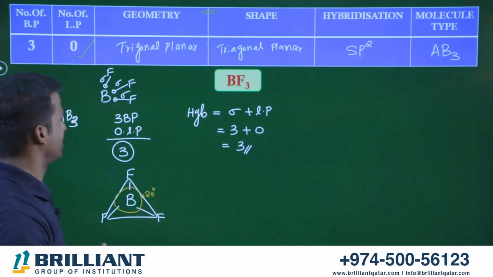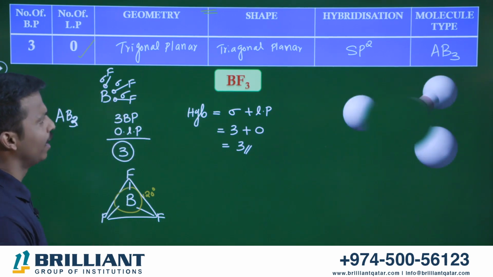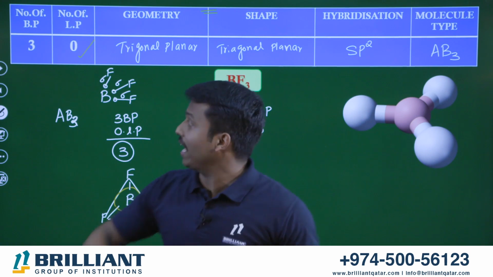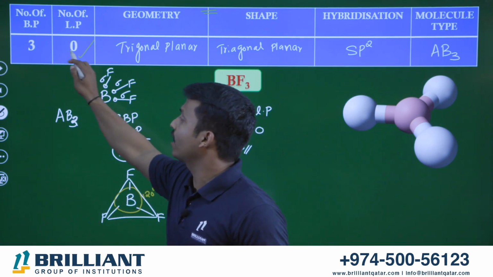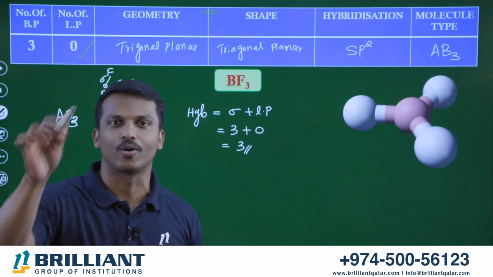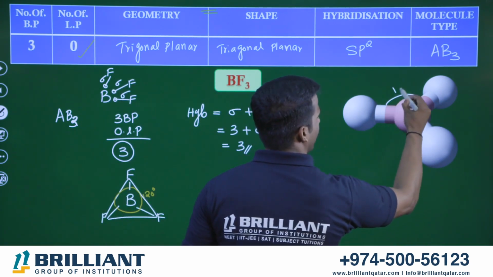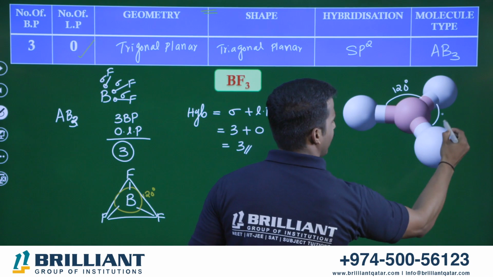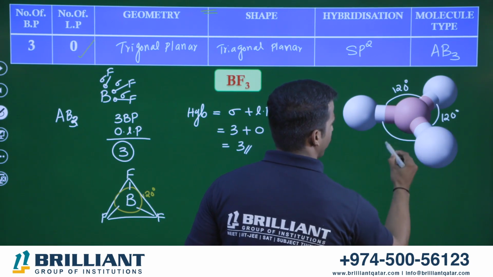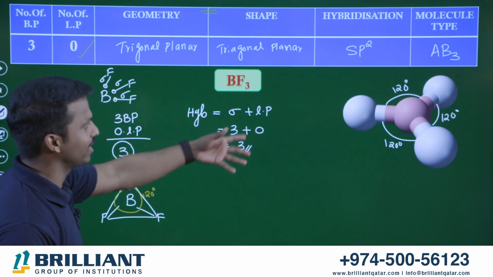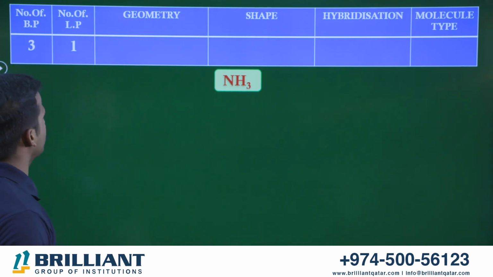Now, let's make it fast. See all of you the geometry? This is the geometry of the BF3 molecule. Not only BF3, any system with 3 bond pairs and 0 lone pair is always trigonal planar. See what is the bond angle we studied? This is one bond angle, 120 degrees. This is again 120 degrees. This is again 120 degrees. Correct? So this is the total 360. That's the one.